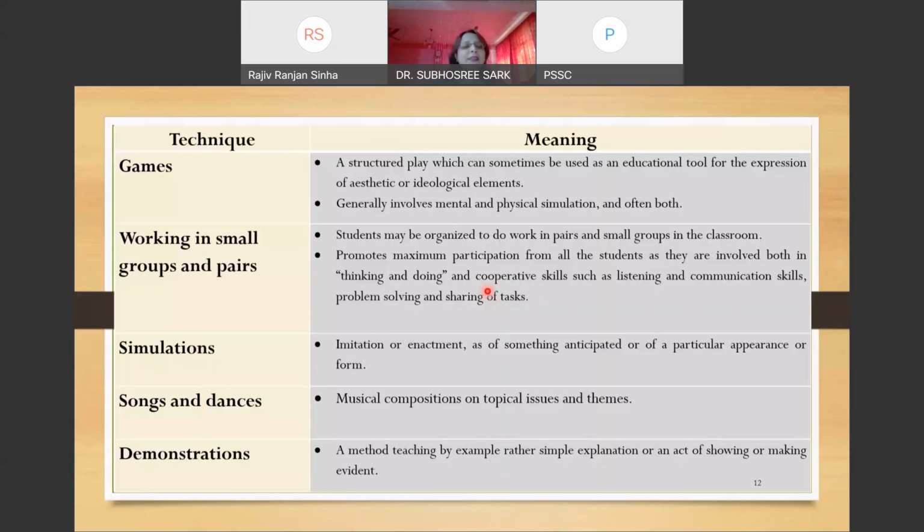Yes, simulations. Okay, it is there. Songs, dances, and demonstration. Demonstration: the act of showing or making evident. These techniques to be applied depend on the life skill to be taught. You will come to know which life skill will be explained better through which way, and sometimes a combination of techniques is also used. Okay, not only one. You can use a combination of techniques, which should be age appropriate.